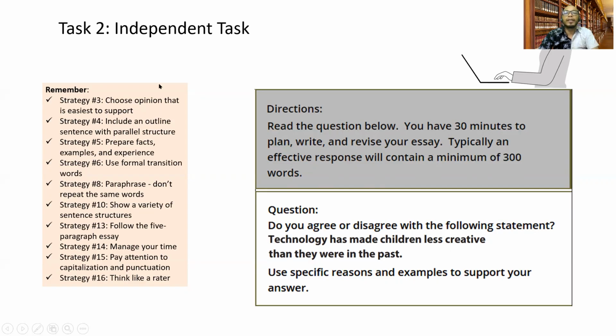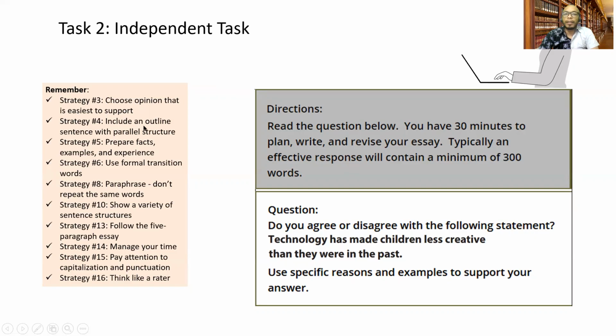All right, now don't forget to implement the strategies that we have learned in the course. The first one: choose the opinion that is easiest to support. Remember, the raters will not assess how correct or incorrect your opinion is. Instead, they will focus on how you expand your ideas using reasons, examples, or other supporting details to support your choice. So therefore, choose an opinion that is easier to support.